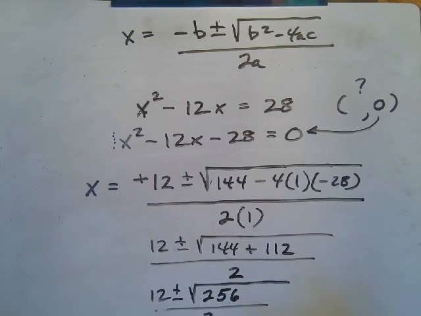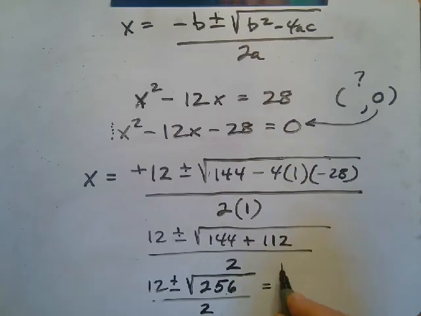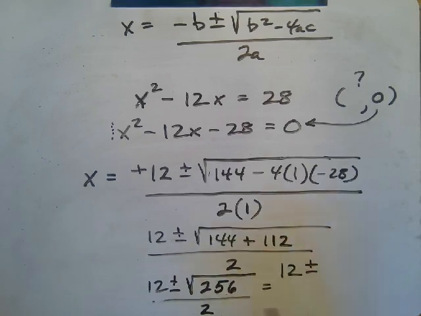Okay. Now, as I look at this, I realize that 256 is a perfect square. So we're going to go over to the side over here. Move that up a little bit. This is 12 plus or minus the square root of 256, which happens to be 16, all over 2.